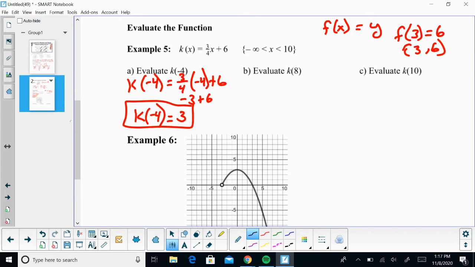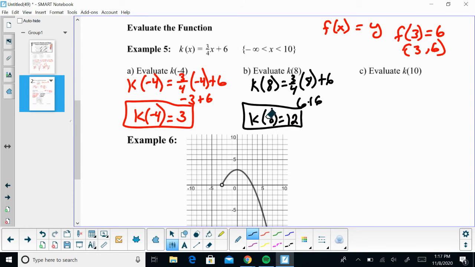Moving on, we have k of 8. Here I've got k of 8 equals 3/4 times 8 plus 6. 3/4 times 8, well, 8 divided by 4 is 2, and 3 times 2 is 6. 6 plus 6 is 12. So k of 8 is 12. When the x value is 8, the y value is 12. One more, k of 10. K of 10, I have 3/4 times 10 plus 6.